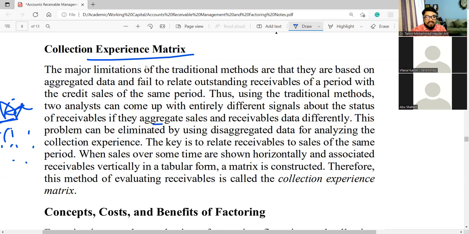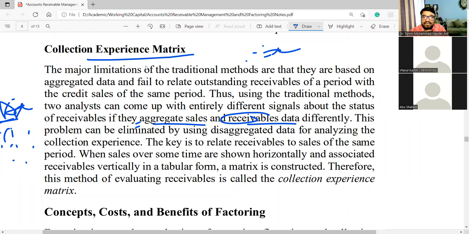We considered aggregate sales and receivables data. Aggregate sales, so you see that, what was that? There was sales. Aggregate sales together. Receivables, aggregate means together. Ekshathe sales, ekshathe receivables ke amra bibechonay eneche. So we need to eliminate this problem.